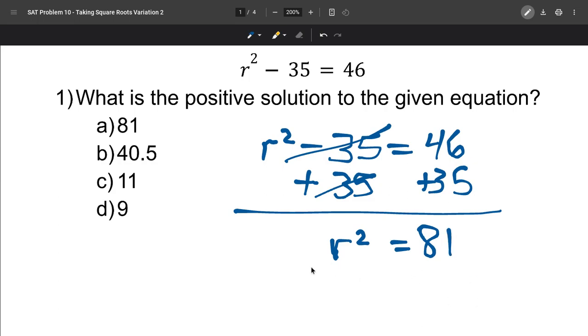We then want to take the square root of both sides, and we're only looking at the positive square root. Square root of r squared is r, and the positive square root of 81 is 9, so I would pick D.